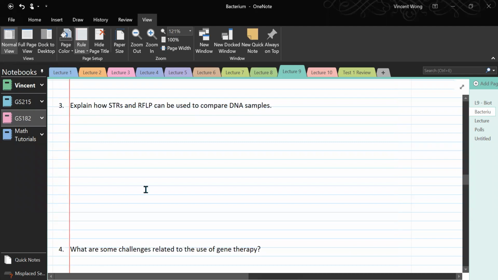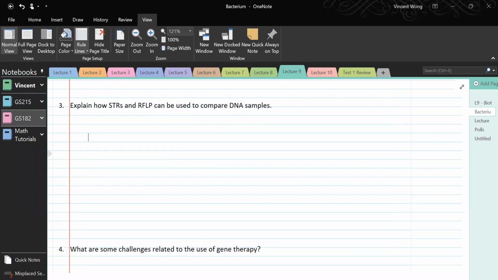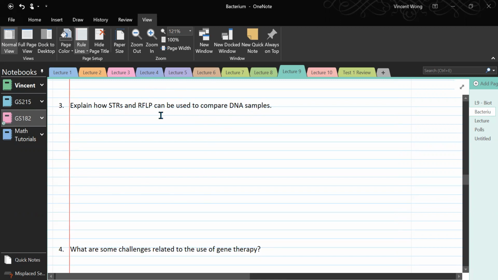Explain how STR and RFLP can be used to compare DNA samples. Well, earlier I already talked about how to use RFLP to compare DNA samples, right? So maybe I'll do STR. All right, so let's say we have individual number 1 here. You know what? Let's call this Bob.